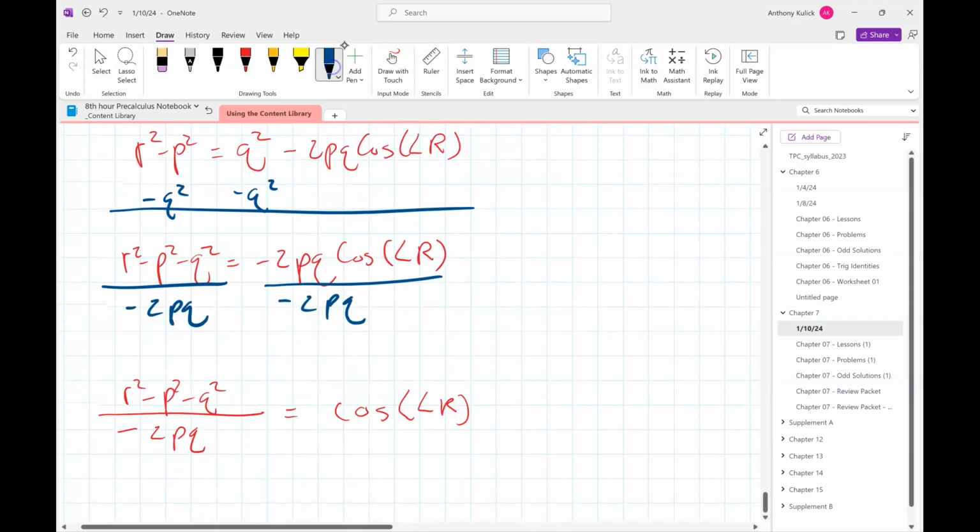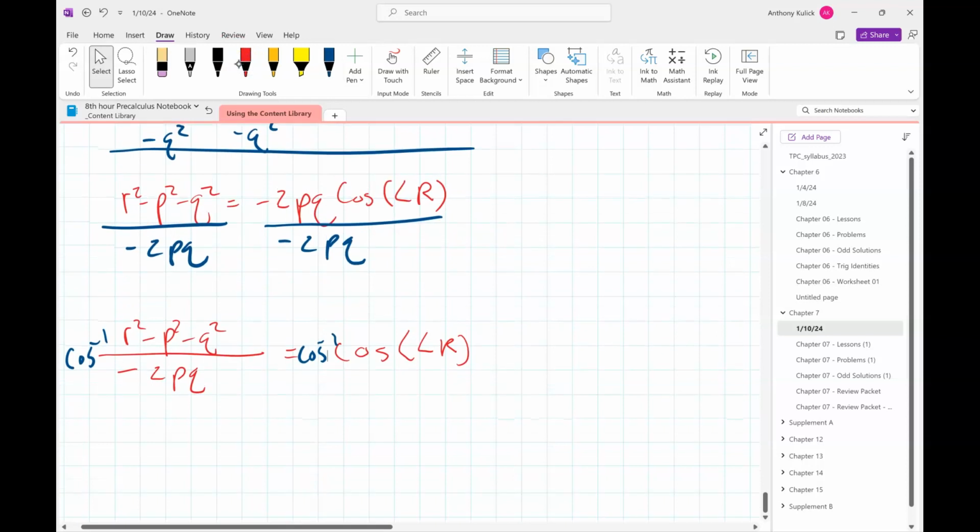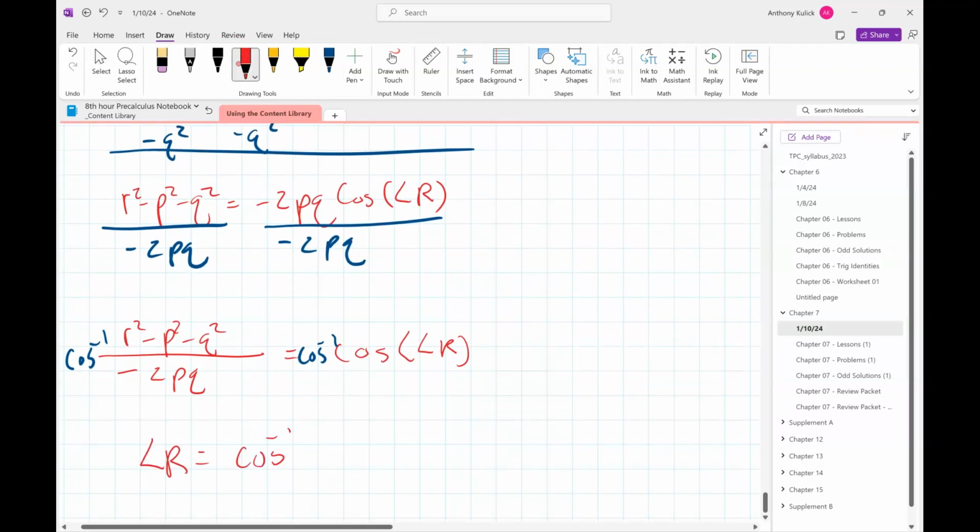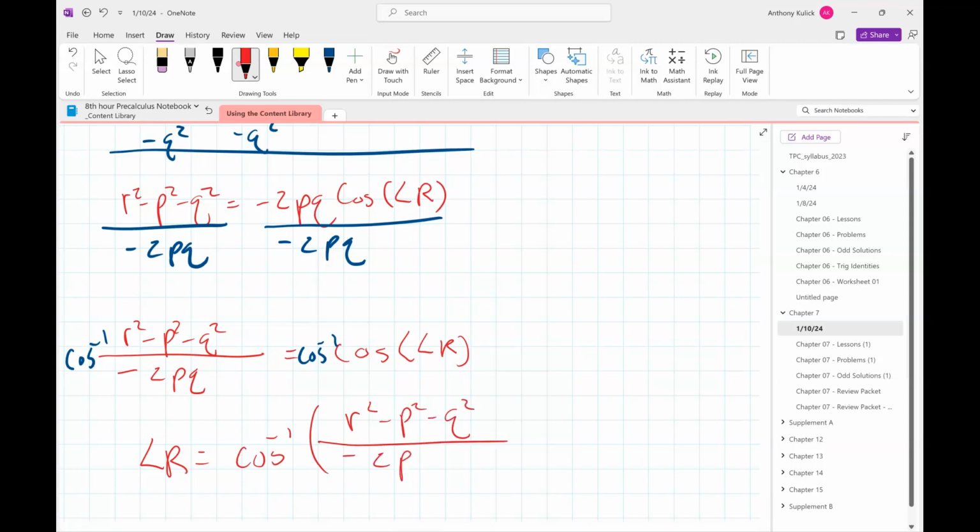And then to get rid of that cosine in front of our angle R, what do we need to use? Cosine inverse. So we'll do that to both sides. So I have that angle R is equal to cosine inverse of R squared minus P squared minus Q squared over negative 2PQ. Now that I've rearranged my equation, I'm going to put my numbers in. So cosine inverse of 10 squared minus 5 squared minus 8 squared over negative 2 times 5 times 8.